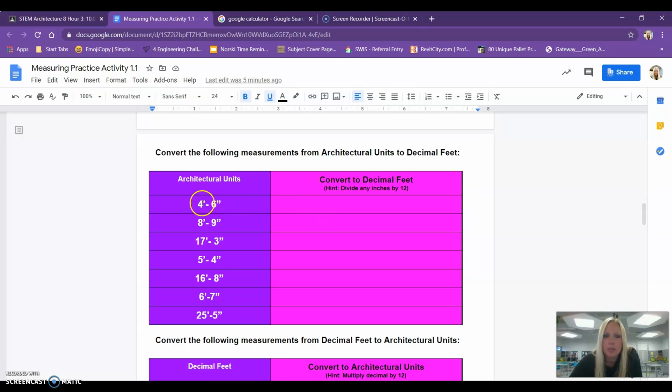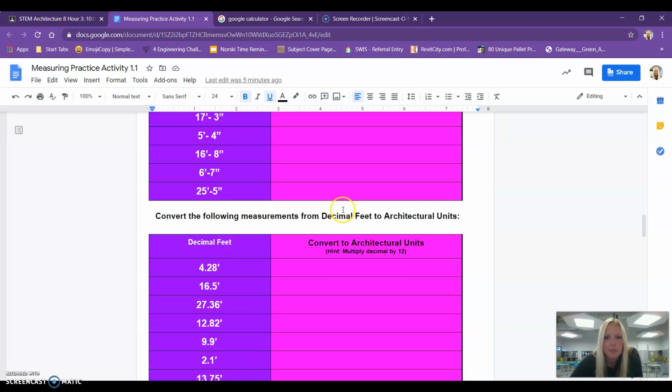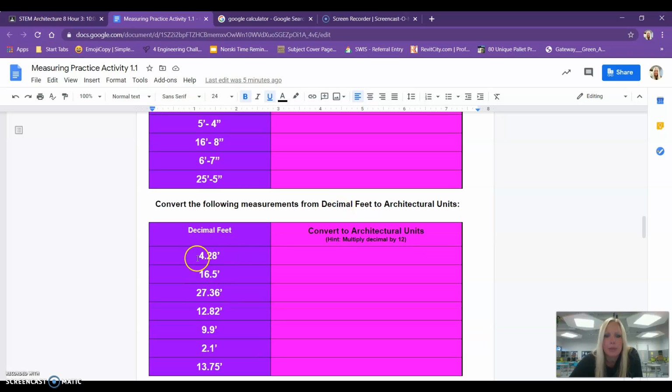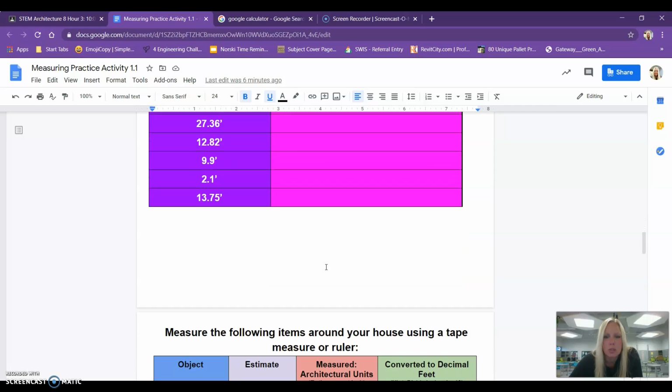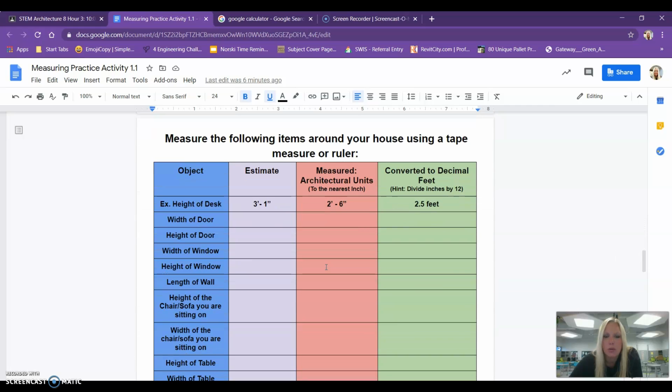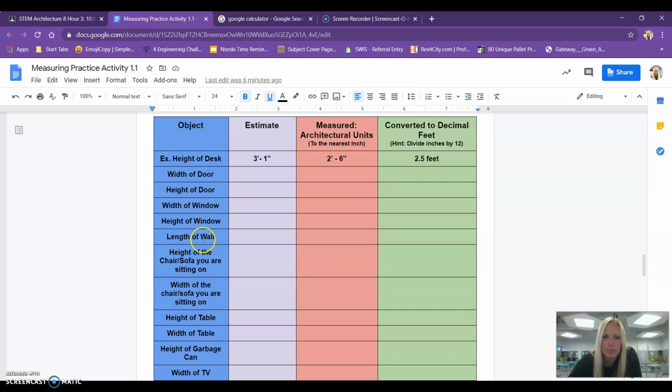So if you have a measurement that's 4 feet 6 inches, let's say a door, you have to be able to convert that to decimal feet to order the right size door. And then going backwards, going from decimal feet to architectural units. When you do designs and drawings, they're always in architectural units. And then you're going to get some practice measuring things around your home.